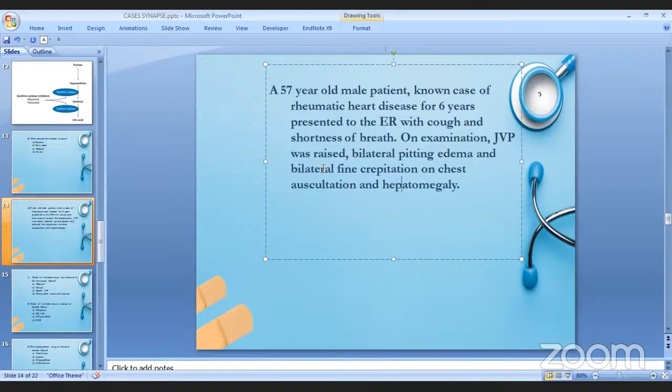Right? Bilateral fine crepitations of the chest. Also, the left side of the heart is not working well. Right? Cough, shortness of breath. So we'll talk about it in detail. Right?